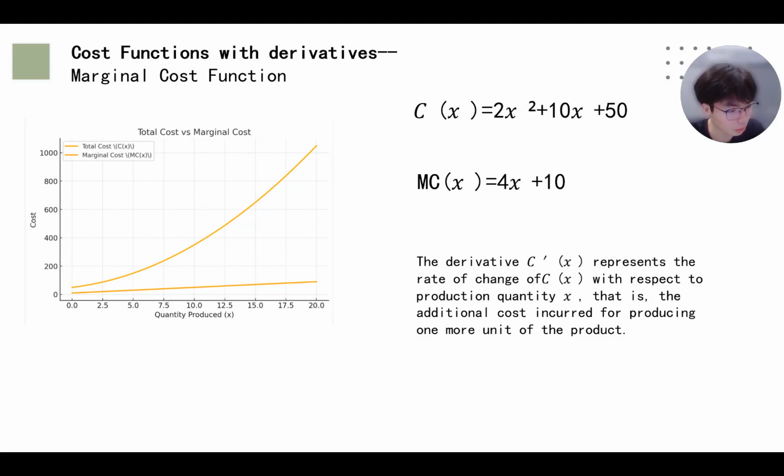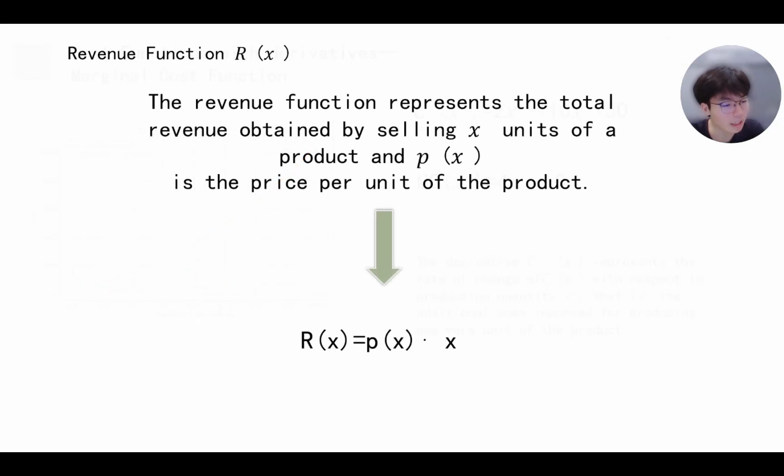This means producing the 6th unit will cost an additional 30 units of currency. In short, the marginal cost function helps business decide whether increasing production is worth the extra cost and ensures better cost management. And then the next, revenue function.